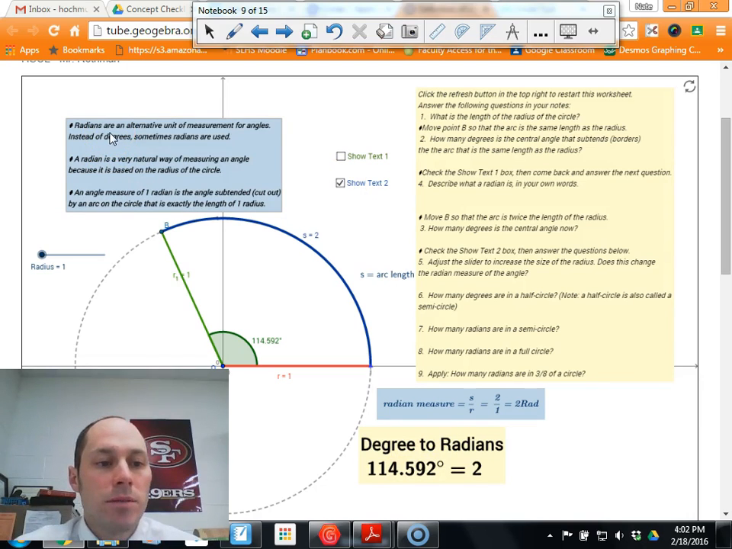So radians, as we talked about, are an alternate unit of measurement for angles. So instead of degrees, sometimes we use radians, and we'll talk about why we use that. It has to deal with our measurement of pi. It's a natural way of measuring the angle because it's based on the radius. So I say, well, this is 2 radii, 2 radians. And so a radian measures the angle that's subtended, fancy word for cut out, the angle cut out by an arc on the circle exactly the length of a radius. This is 2 radii, so 2 radians.